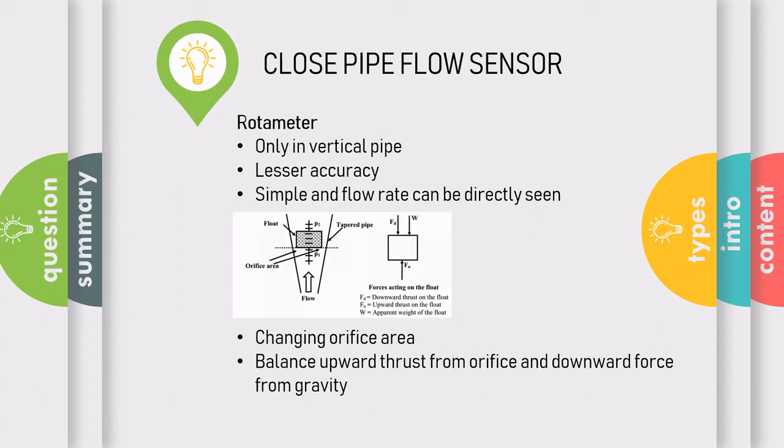Rotameter can only be used in a vertical pipeline and its accuracy is lesser than other flow meters. However, rotameters are simple in construction, ready to install, and the flow rate can be directly seen on a calibrated scale without the help of any other device. Fluid flows upwards, and as the float moves up and down, the area of the orifice changes. The float will settle where the outward thrust from the pressure drop across the orifice is balanced with the downward force of gravity. Flow is calibrated with the flow rate.